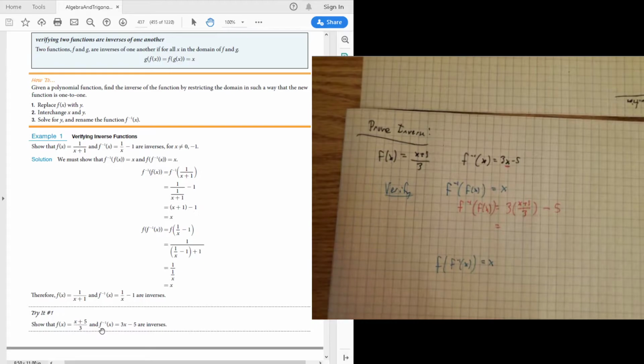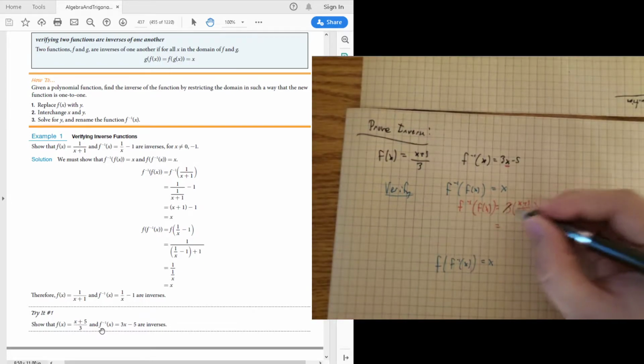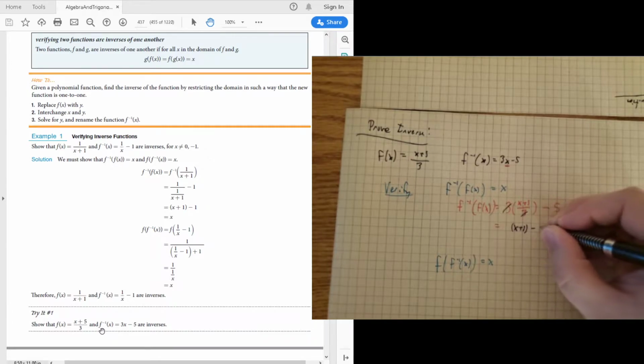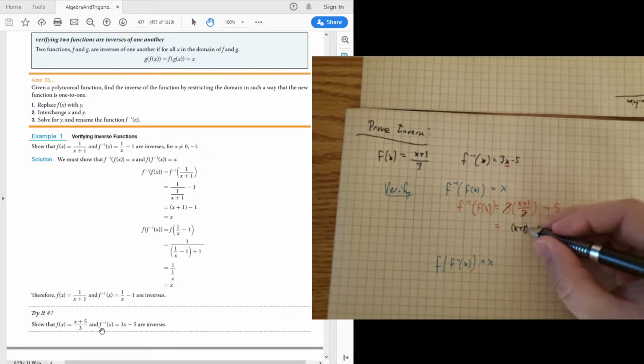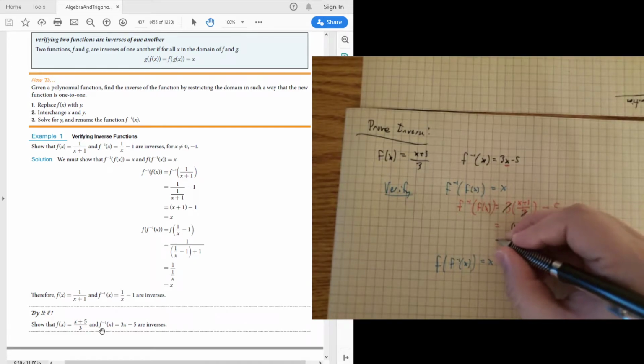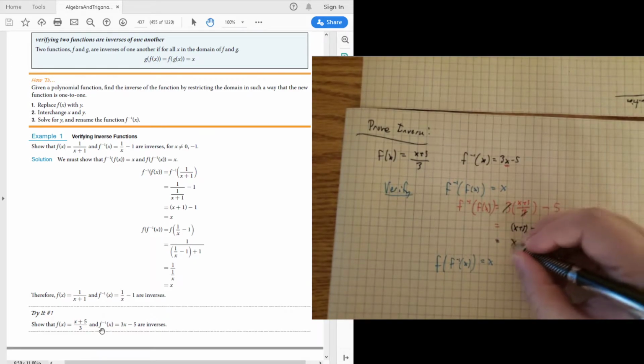The 3 and the 3 are going to cancel, leaving x plus 5 minus 5. Now the plus 5 is inside parentheses, but the parentheses aren't doing anything, so we can just drop those. Positive 5 and negative 5 will cancel, leaving just x.